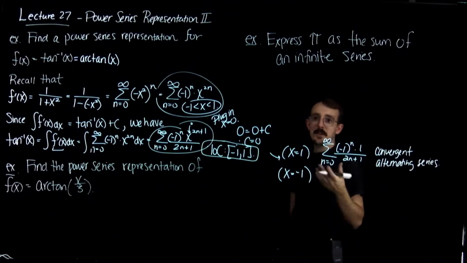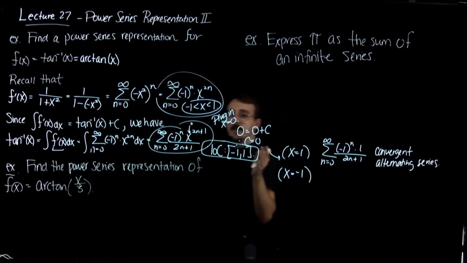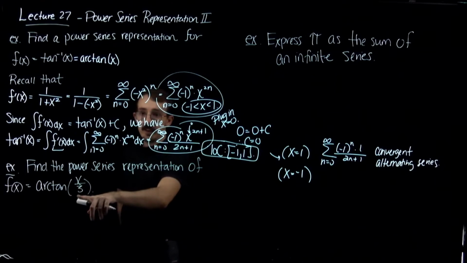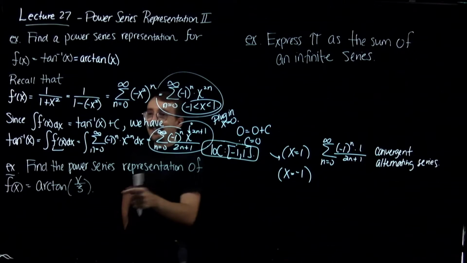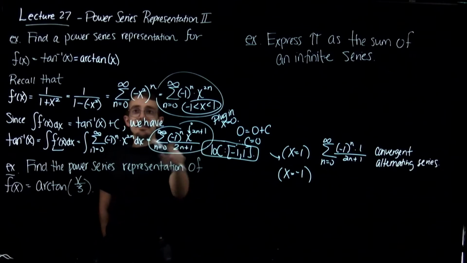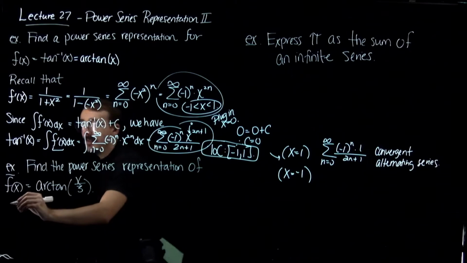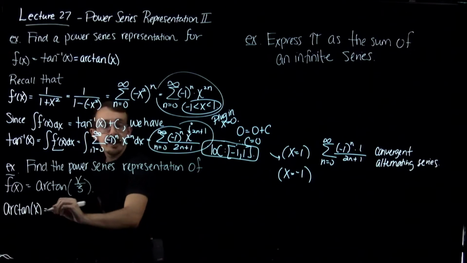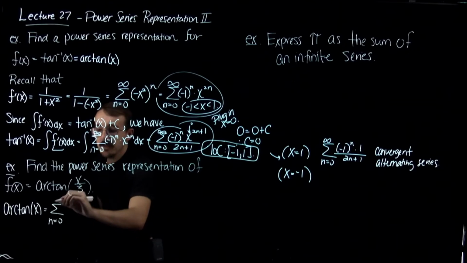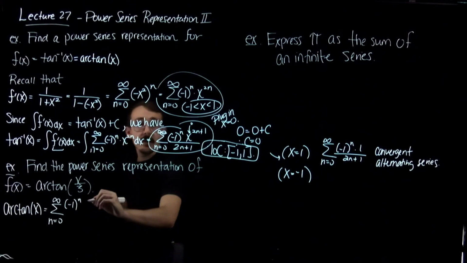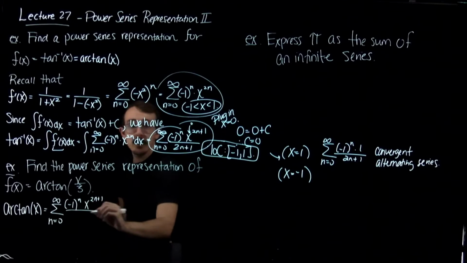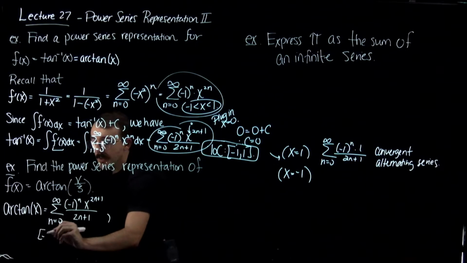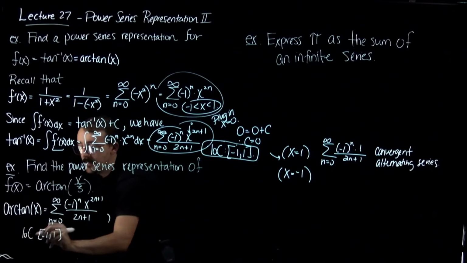OK, so that was just another example of showing you power series representation. Let's use what we just found to find a power series representation for arctan of x over 3. All you have to do here is use our formula. We know from the previous part that arctan of x is the summation n equals 0 to infinity of -1 to the n x to the 2n plus 1 over 2n plus 1. This is true from -1 to 1, that's its interval of convergence.